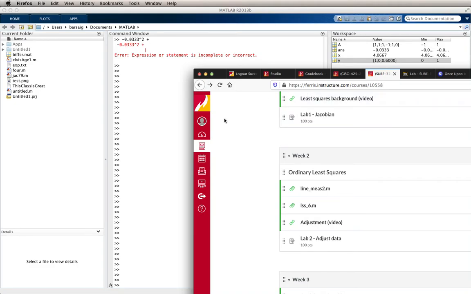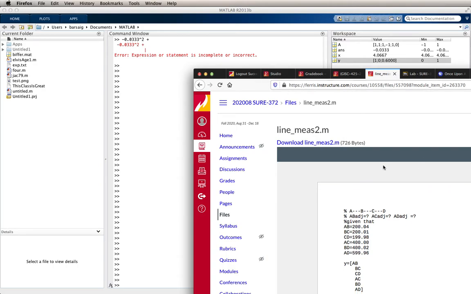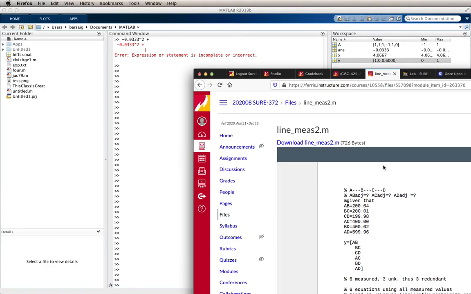Well, let's take a look at another example of adjustments in this line measurement example. We're given 4 points on the line, A, B, C, and D. And we want to figure out the value of AB adjusted, AC adjusted, and AD adjusted.